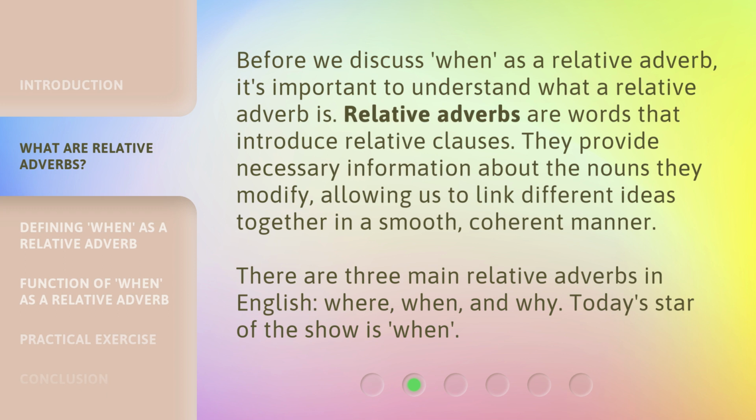Before we discuss when as a relative adverb, it's important to understand what a relative adverb is. Relative adverbs are words that introduce relative clauses. They provide necessary information about the nouns they modify, allowing us to link different ideas together in a smooth, coherent manner. There are three main relative adverbs in English: where, when, and why. Today's star of the show is when.